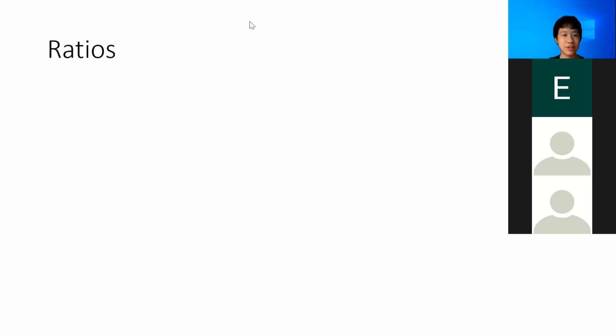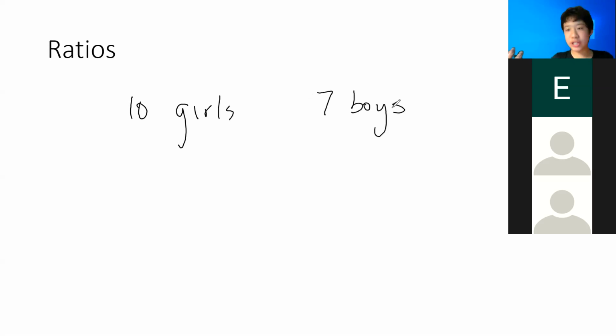So ratios, what are ratios? Ratios basically compare the quantities of two different groups. Well, what does that mean? For example, if in a classroom there were 10 girls and 7 boys, the ratio of girls to boys would be 10 to 7.